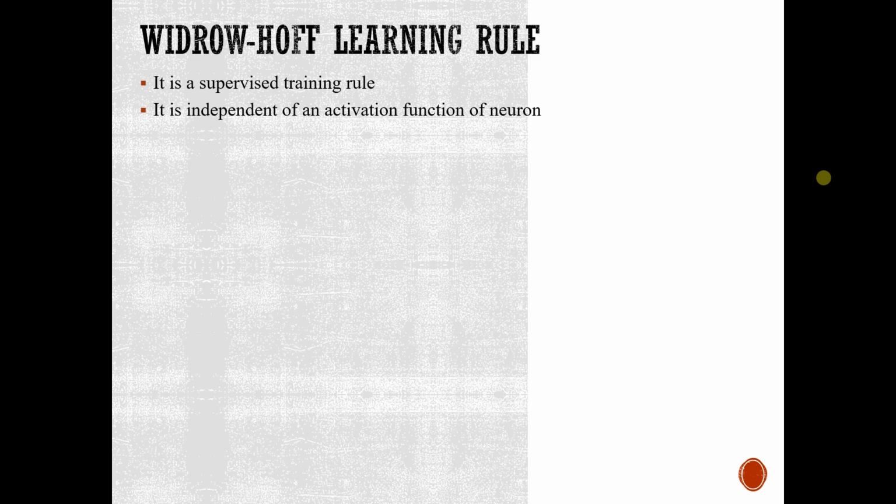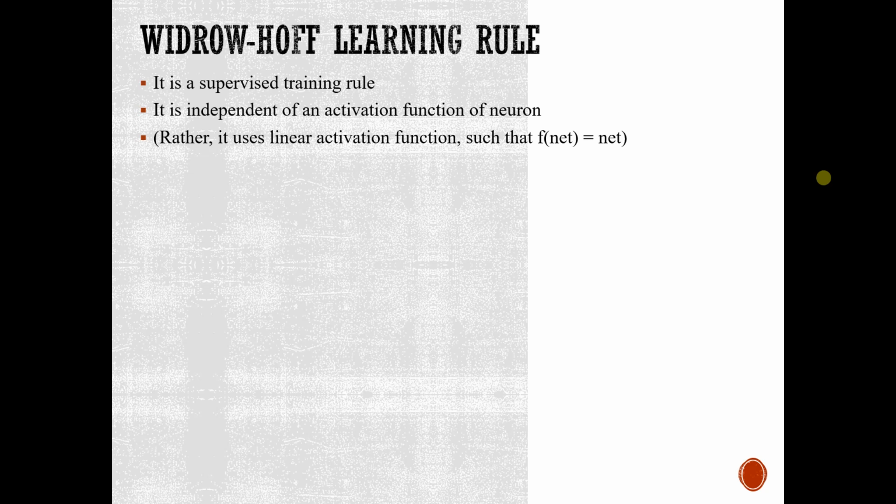Hebbian learning rule could be used with any activation function. A perceptron learning rule could be used only with discrete, that is bipolar or unipolar, that is signum functions, and the delta learning rule could only be used for continuous functions, that is sigmoidal functions. Now here it can be any activation function of the neuron, but the activation function plays no role in the weight update. So that is the reason it is called independent of the activation function.